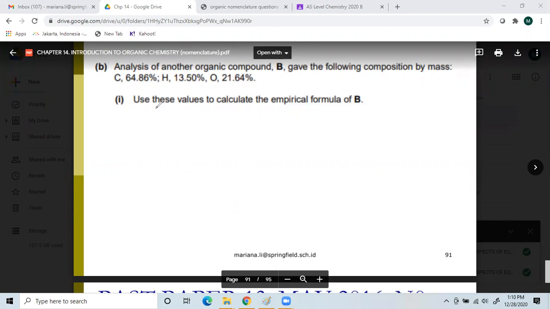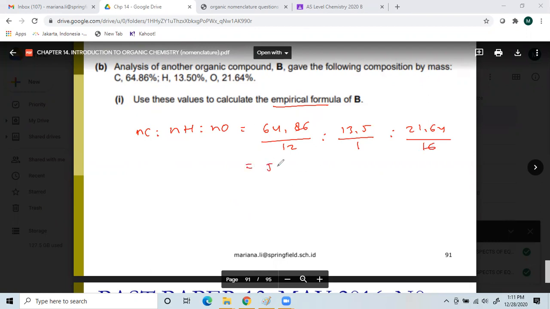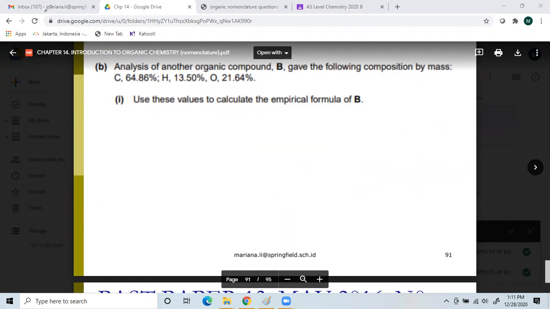Okay, now let's answer. You should find the mole ratio if you want to find the empirical formula. Divide by Ar so you can find the moles. And then you should divide by the lowest number, which is 1.35. This gives you 4, 10, 1. So the empirical formula for this is C4H10O. Okay, are you correct? Hopefully correct.